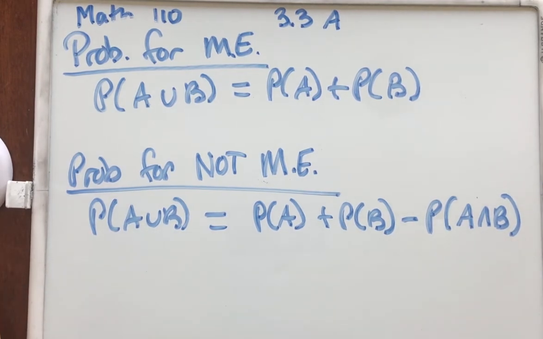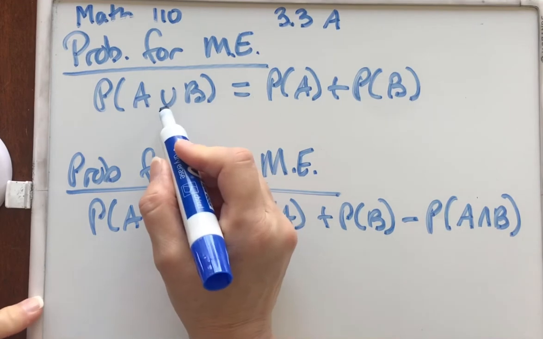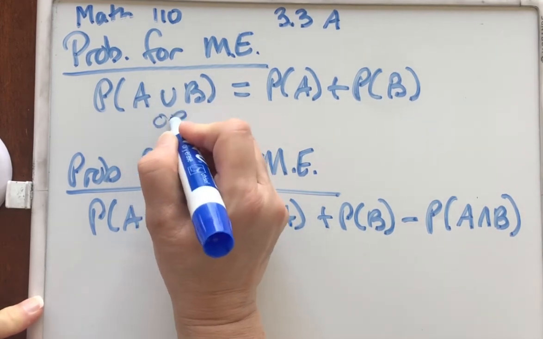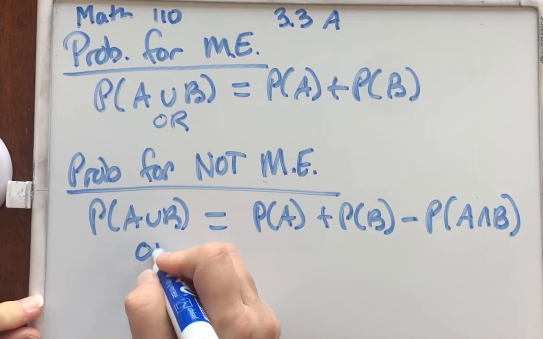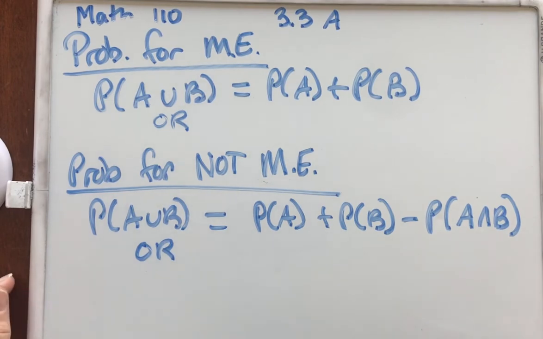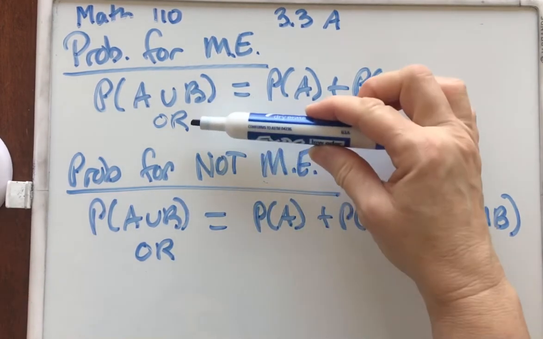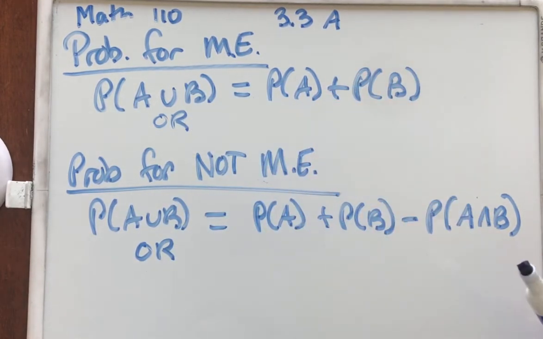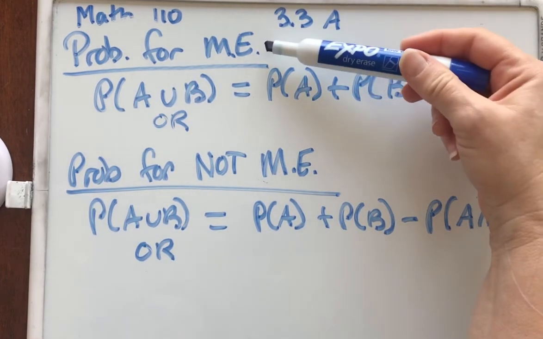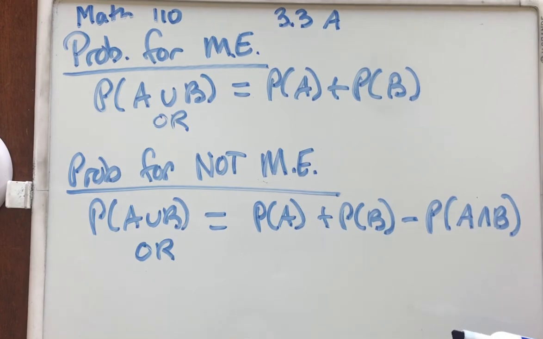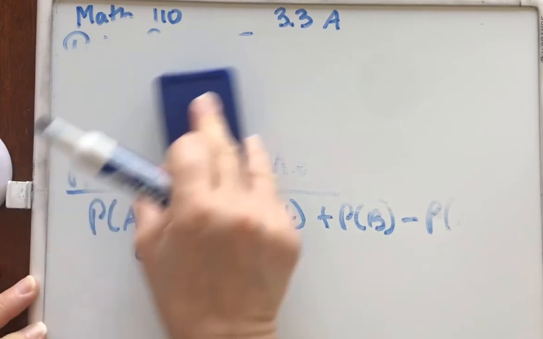Okay, now notice something. Remember I told you about where union, we talk about or, so we have or here. So when we look and see the word or, we have to ask ourselves, are these sets mutually exclusive or are these sets not mutually exclusive? And when we know if they are or not, then we can use the appropriate formula. Okay, so now let's do some work using these formulas.